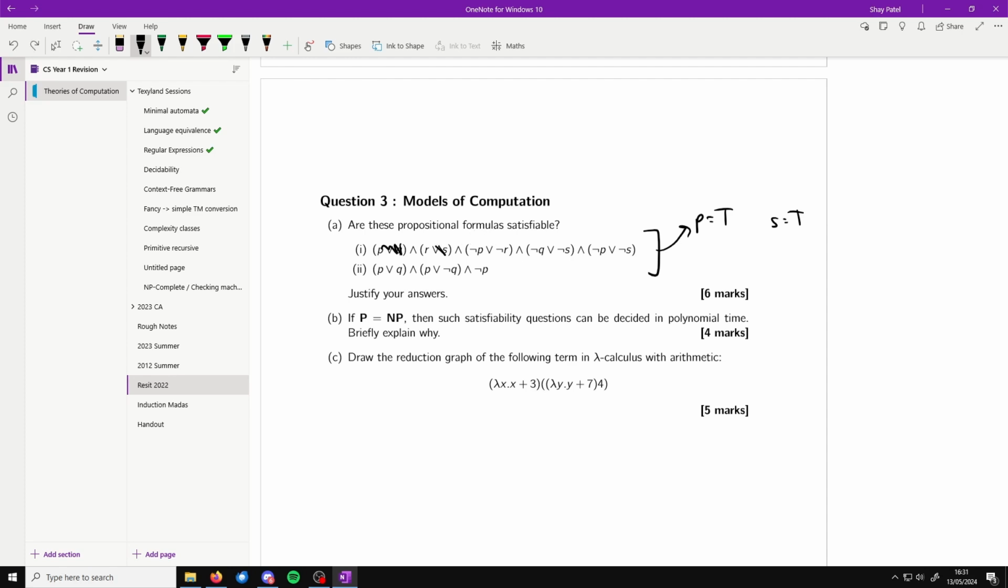S, let's say we set that to true, and we can cross that out. Okay, not P or not R. Okay, so R is going to have to be false. Okay, not Q or not S. Q is going to have to be false. Not P or not S. We can't have that, so we have to backtrack.